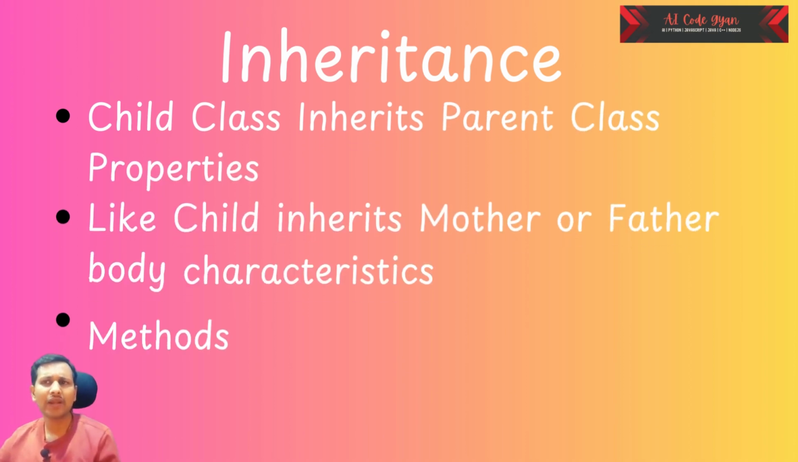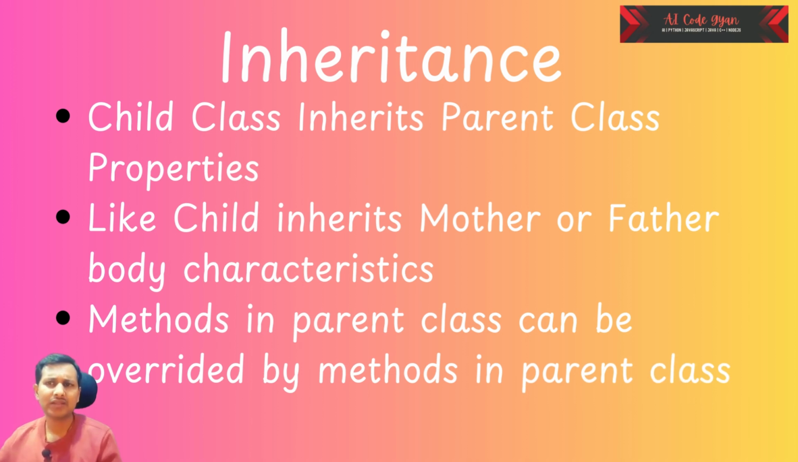Now let us go to inheritance. So as the name suggests, our child class inherits parent class properties. That is called inheritance. So the parent class is a base class from which properties are inherited, and the child class, you can say subclass, will inherit the properties. We get examples like a child inheriting mother or father properties. So a son will inherit properties of his mother or father. So his mother or father are like the parent class and he is like a child class.